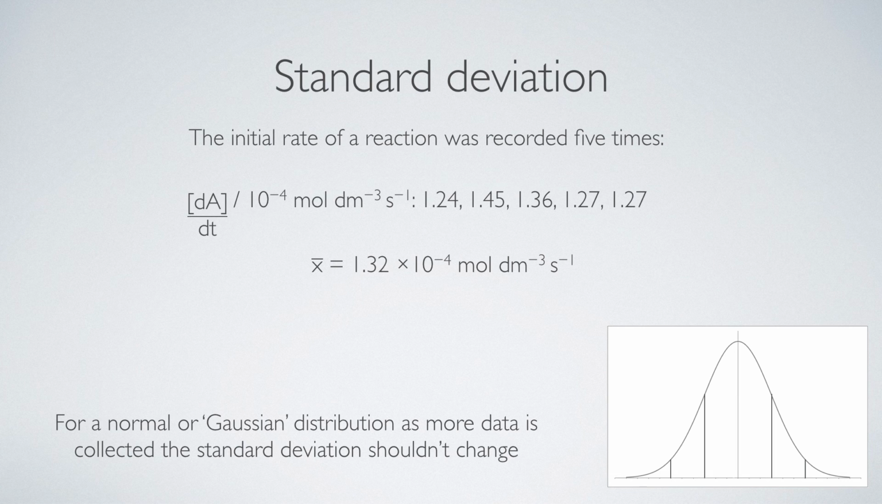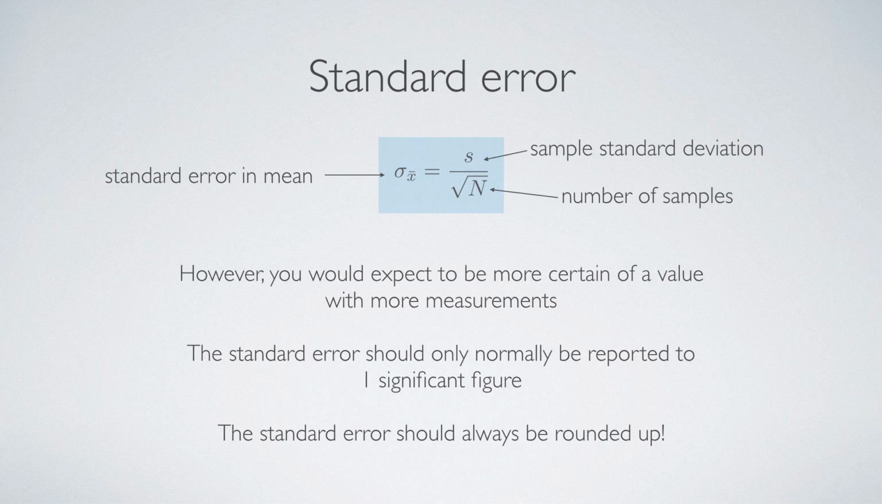In a previous video I calculated the standard deviation of the dataset shown here for the initial rate of reaction as being 0.09 times 10 to the minus 4 moles per decimeter cubed per second. This is based on the fact that I've taken 5 measurements, but even if I increase that, I shouldn't expect my standard deviation to differ too much. However, you would expect that you have more confidence in your mean value the more values you take. This is where the standard error comes in.